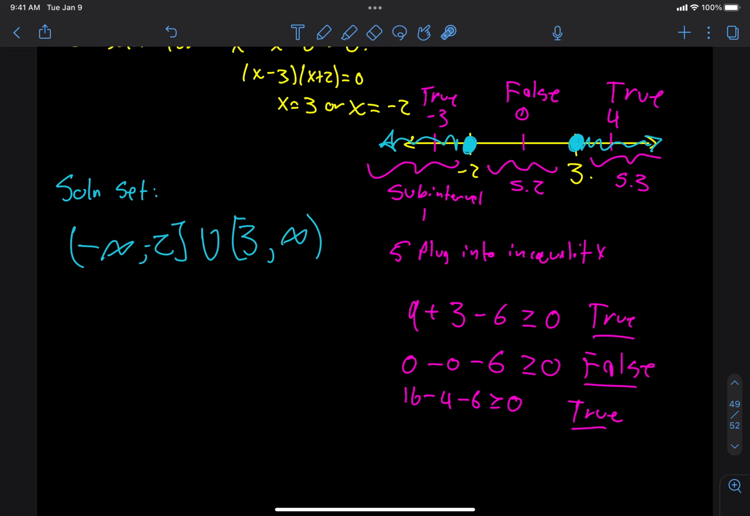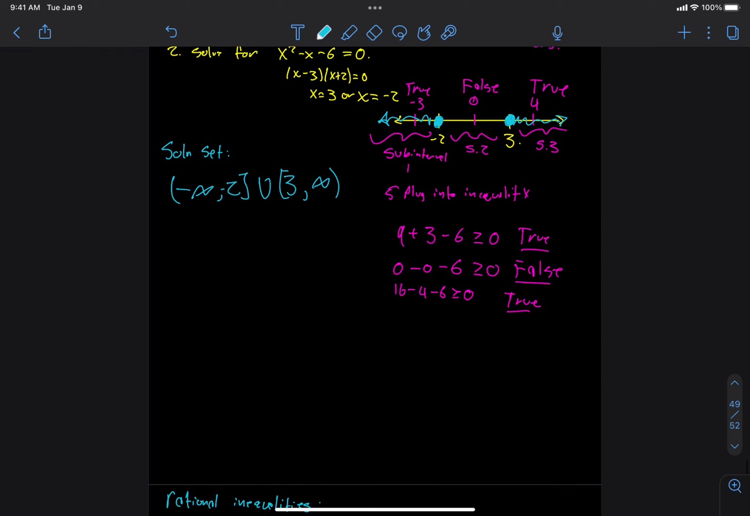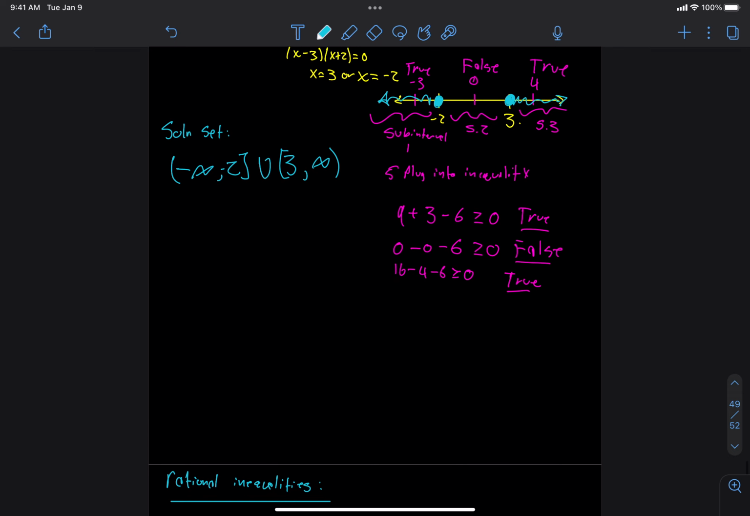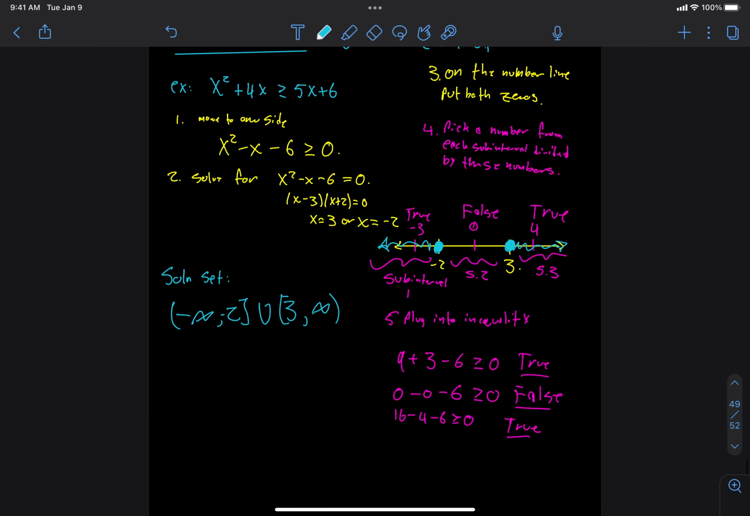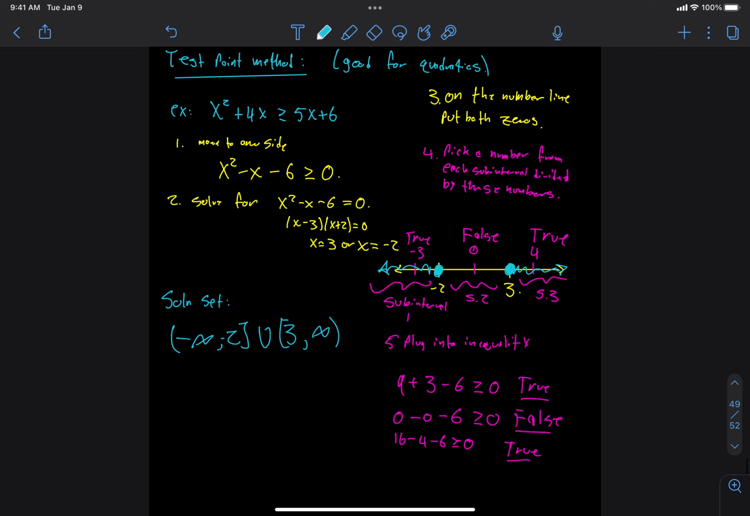What would I get if I did an intersection between these 2 sets, by the way? Do they overlap at all? No. So the intersection would be exactly nothing, right? It'd be the empty set if we did the intersection between those 2 sets. So we want union in this case. All right, any questions on this test point method?